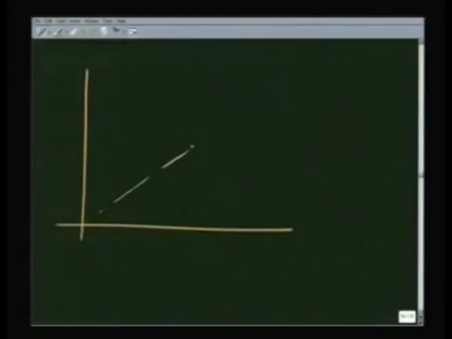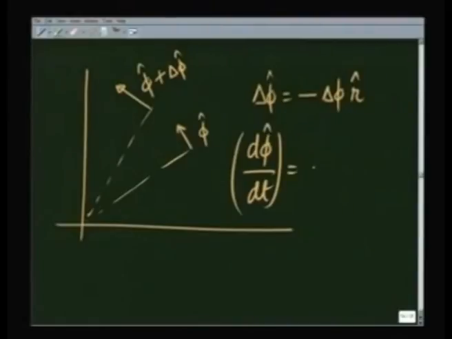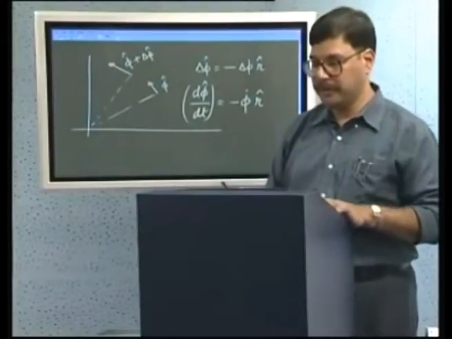To show it again, this was my original phi. After the particle moved, phi has become this. So, let me write this as phi plus delta phi, and the change in the phi unit vector comes out to be minus delta phi r unit vector, and therefore, d phi over dt is nothing but minus phi dot r. I have shown it purely on geometric basis.